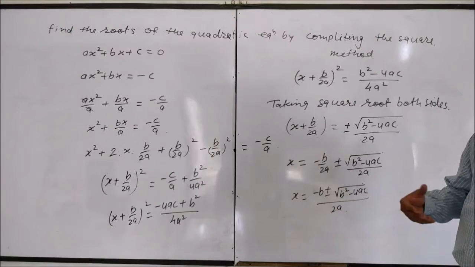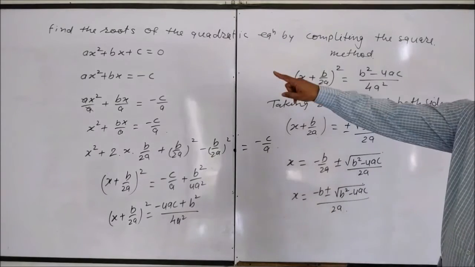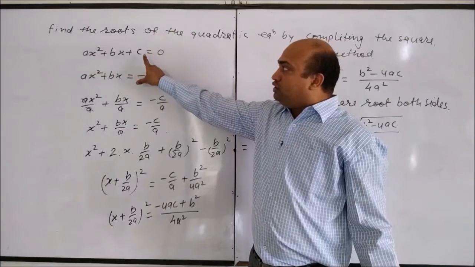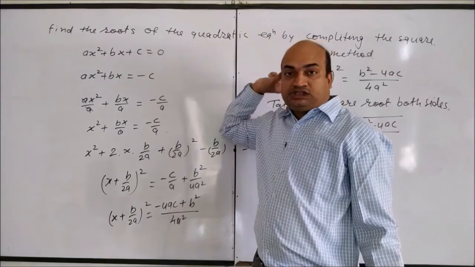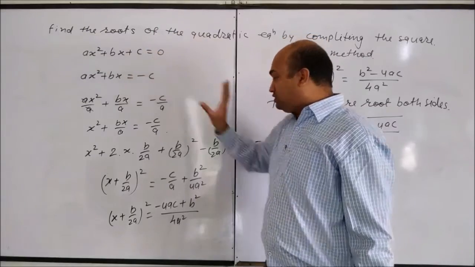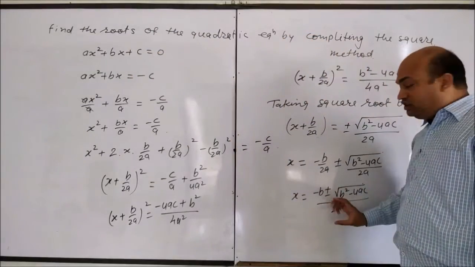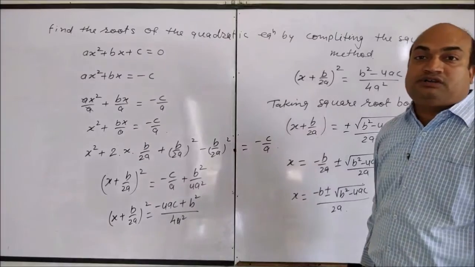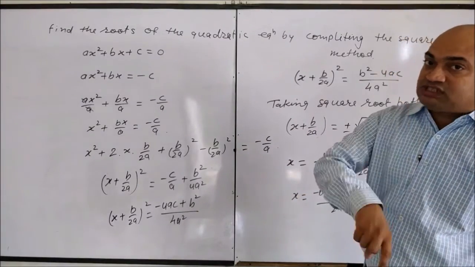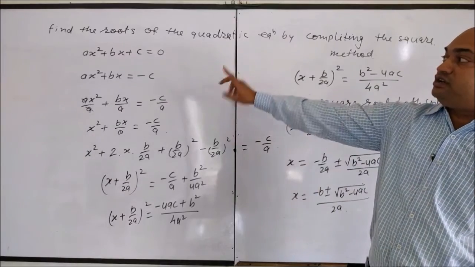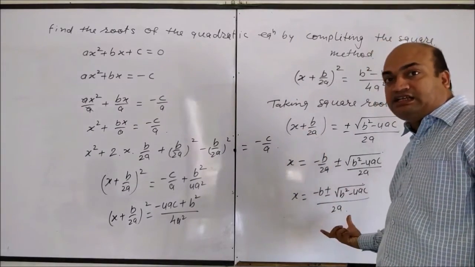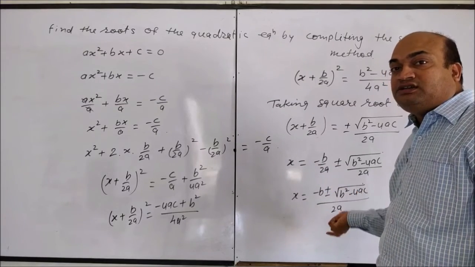You see, this is our general equation. By the completing the square method, we calculated the roots of this equation like this, and this is our quadratic formula. Now, if we have any quadratic equation, we just compare that with this quadratic equation, obtain a, b, c, and put the values here directly to find the roots.